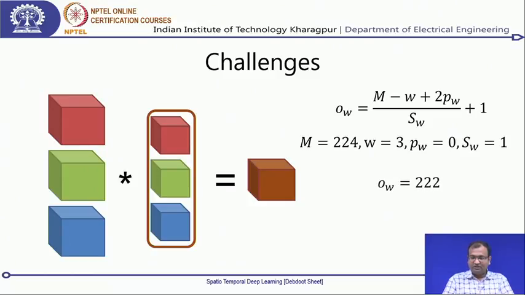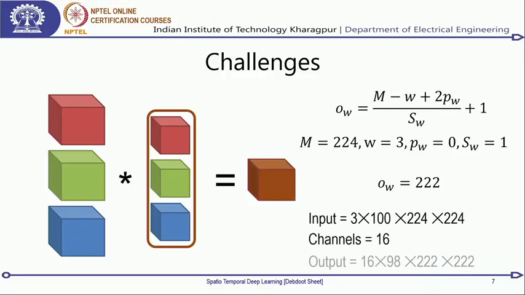In that case we get down our OW equal to 2 to 2. Now if we take an input of this form which has 3 channels, 100 time steps on the time axis, and a spatial size of 224 cross 224, and my convolution has 16 such channels, each of size 3 cross 3 cross 3, then my output comes down as 16 cross 98 cross 222 cross 222.